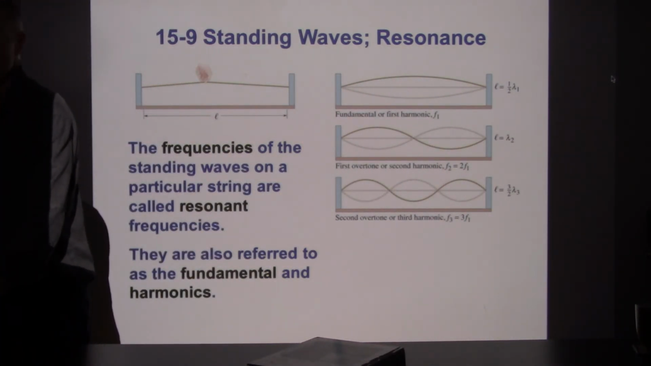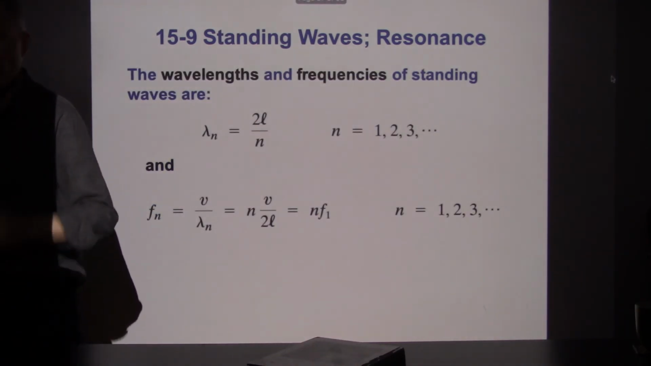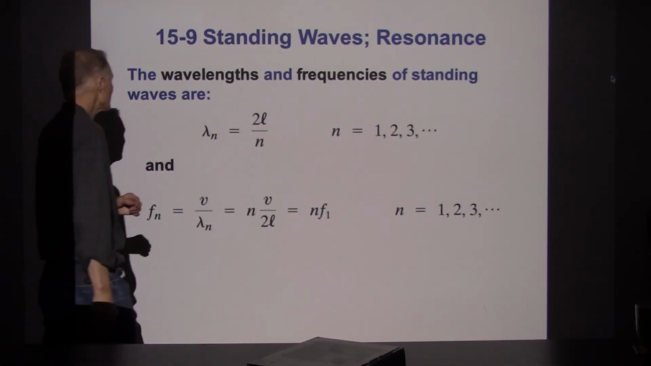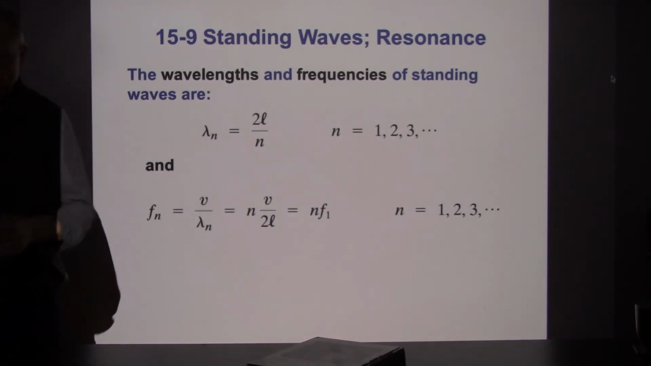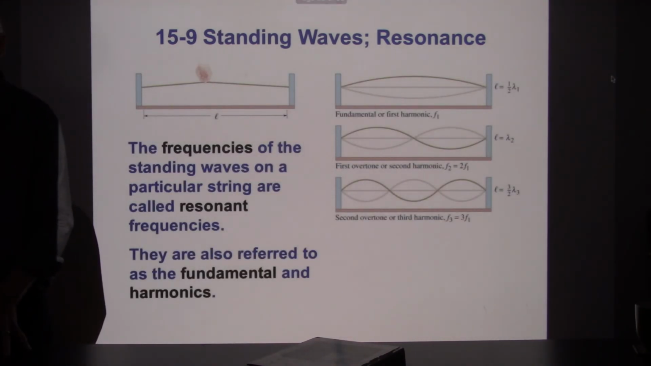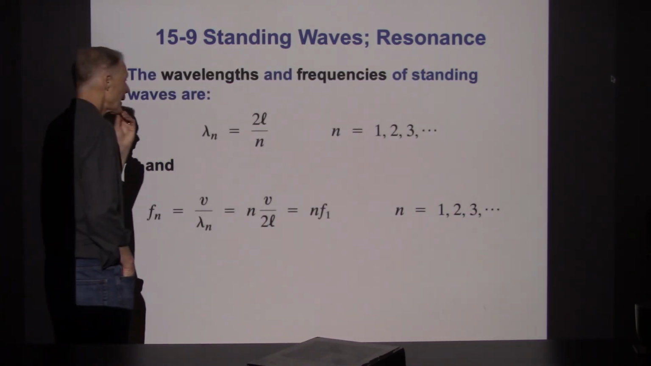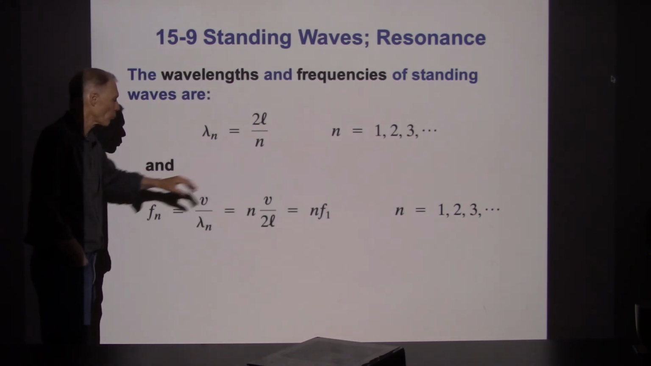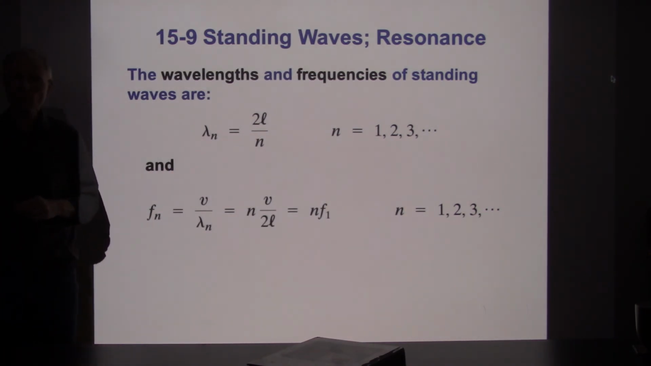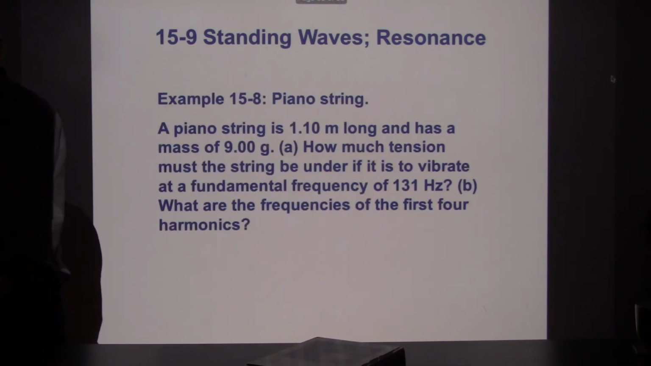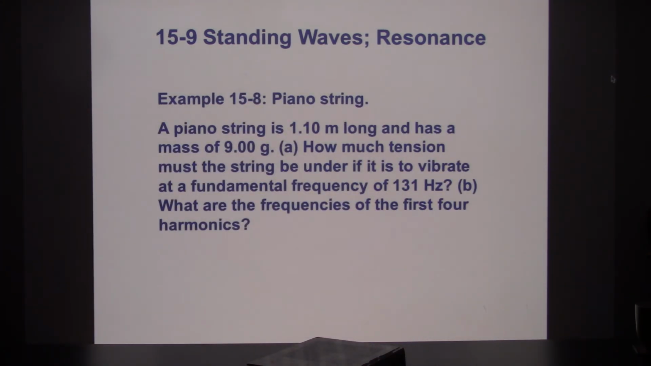So what's happening here is the frequencies of the oscillation, of this standing wave oscillating back and forth, is going to vary. And it's going to vary according to how many antinodes we have in that pattern. So that means that we're going to get a series of frequencies for this string that are all multiples of each other. Okay, so let's take a look at a piano string and run some numbers on that as an example.